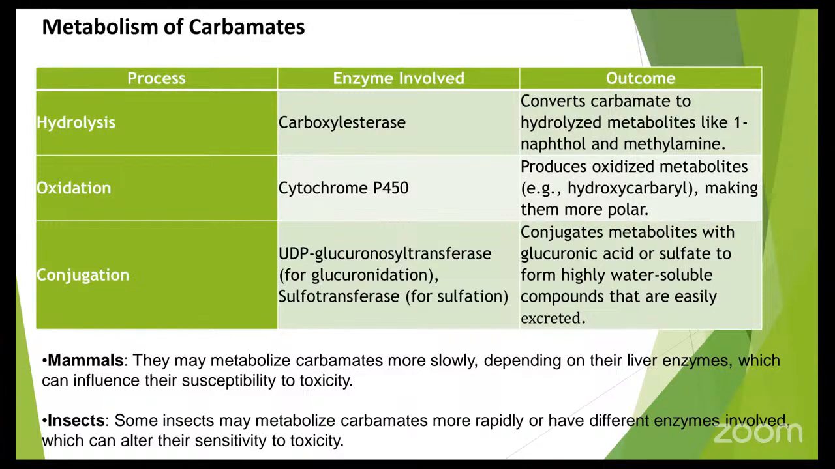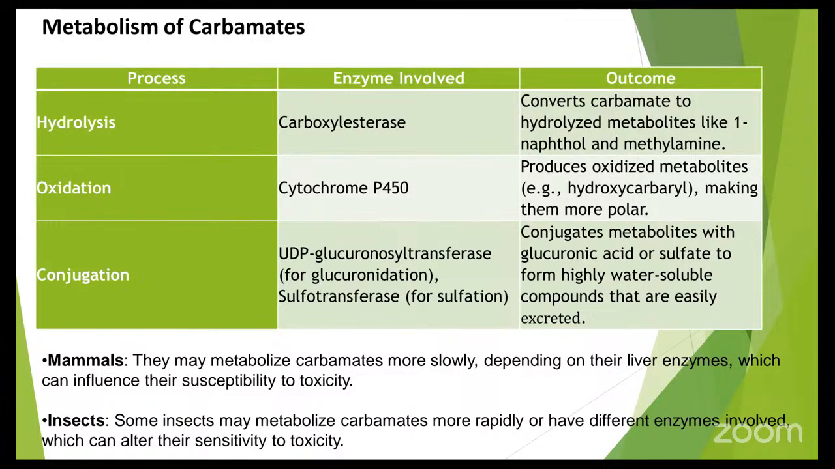So this is how the metabolism happens. Hydrolysis, oxidation, and conjugation are the three important steps, the principal mechanisms of detoxification of carbamates. In hydrolysis, the enzymes involved are carboxylesterases. They convert carbamate to hydrolyzed metabolites like 1-naphthol and methylamine, followed by oxidation.